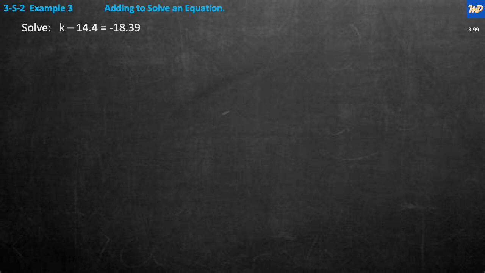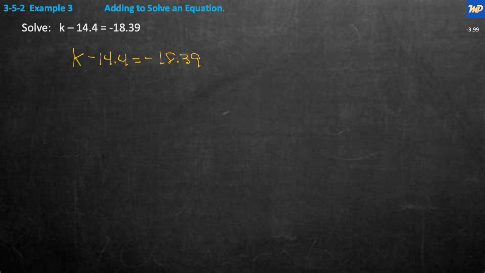Okay, so what does k equal? So I'm just going to write it again. I like to write them again. k minus 14.4 is equal to negative 18.39. Okay? So what do we have to do? You know the rules. We have to get the k by itself, and it has to have a coefficient of 1. It has the coefficient right now of 1, so we don't have to deal with that, but we still have to remove the negative 14.4.